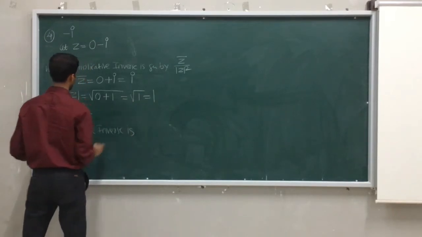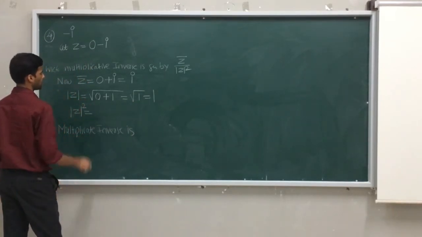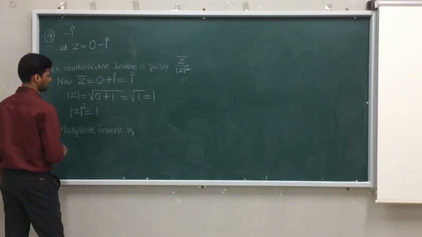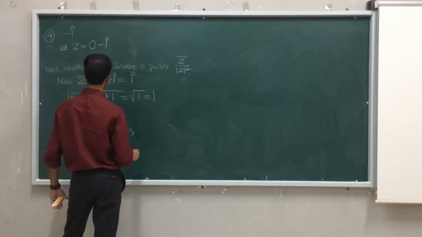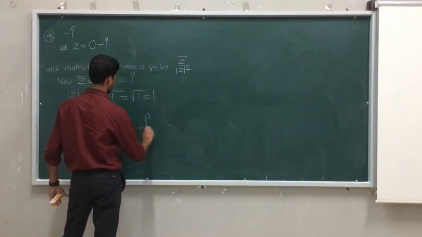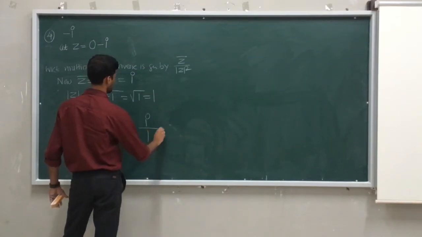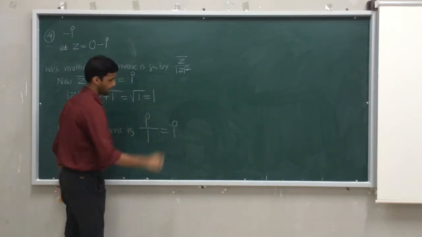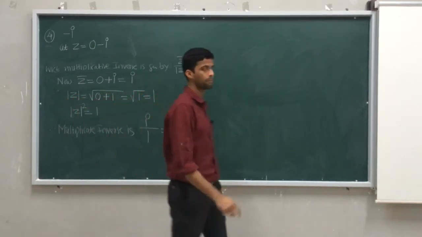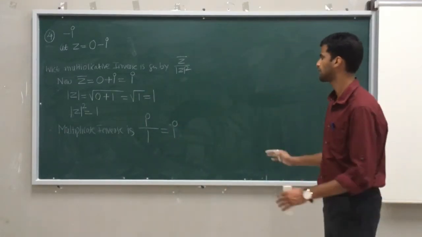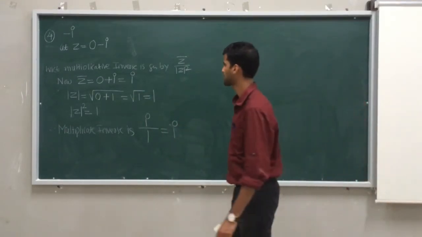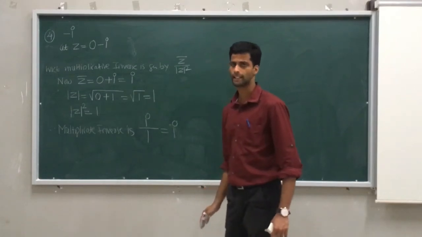Or you can take, mod z is 1, mod z square is also 1. The multiplicative inverse is given by z bar. So what is z bar? It is i divided by 1. It is i. Understood? All you need is a perfect idea. If you understand this thing, you can manage anything in this field.